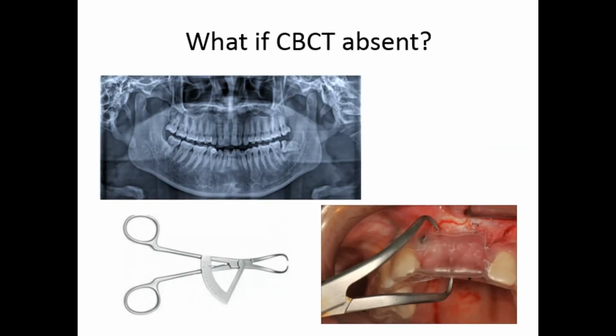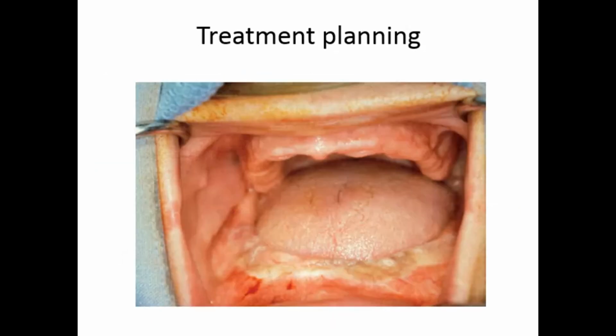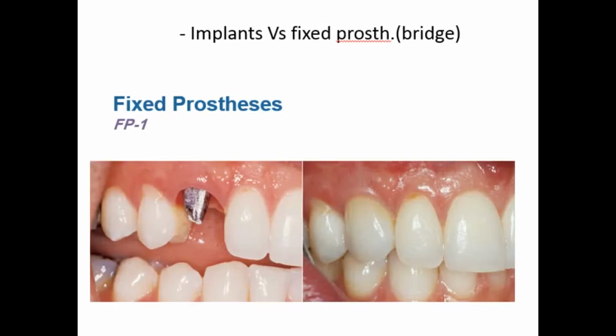If I don't have a CBCT, I can use panorama, but it has the disadvantage of magnification and 2 dimensions and ridge mapping. Treatment planning. What prosthetic options do I have? Of course, I have fixed prosthodontics and removable prosthodontics. I have 3 types of fixed prosthodontics and 2 types of removable prosthodontics.